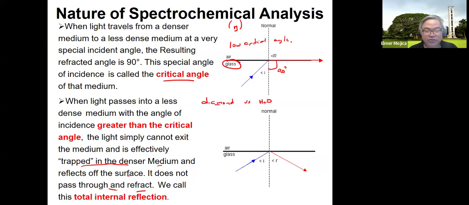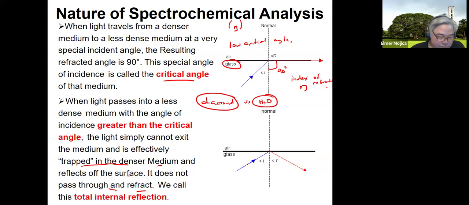But if we're going to look at this, so I asked the question, so which between the two do you think has the higher critical angle? Or not really critical angle, but index of refraction. This one. This is what we call an index of refraction, because it says here, substances that have higher index of refraction, they have low critical angle.